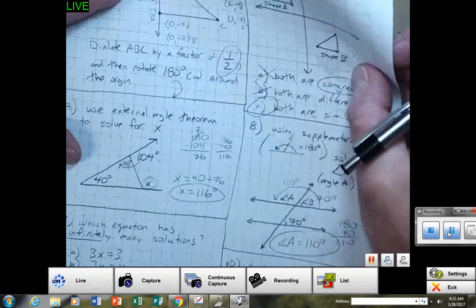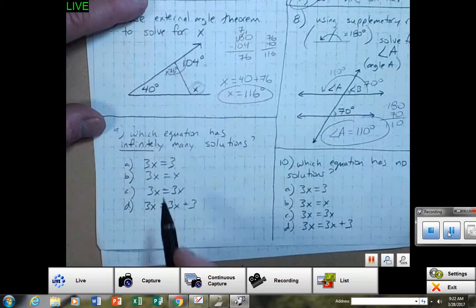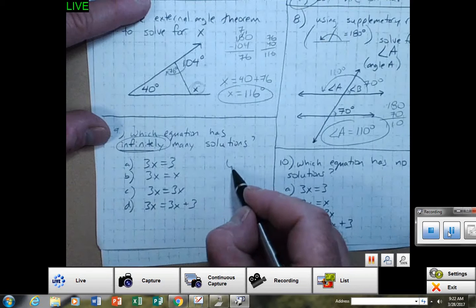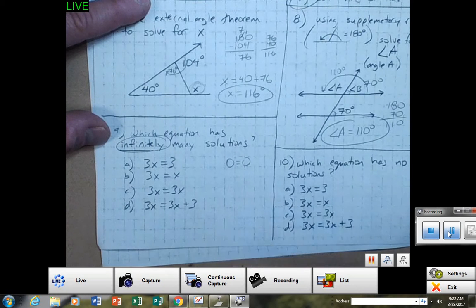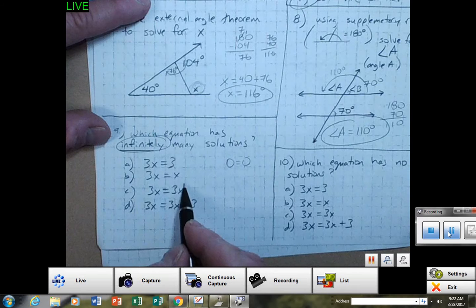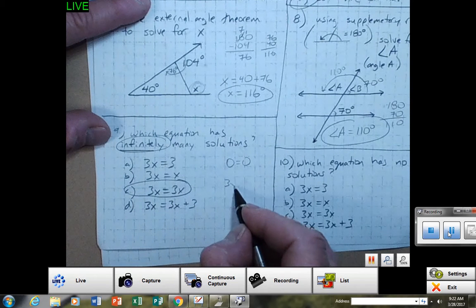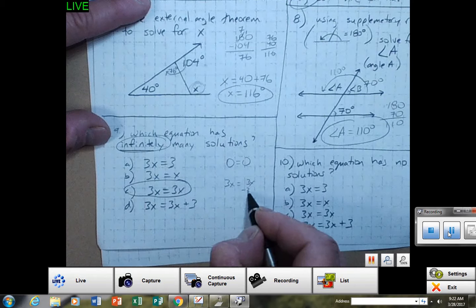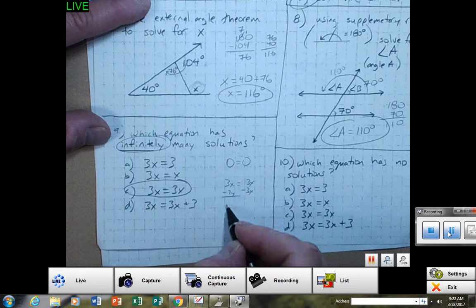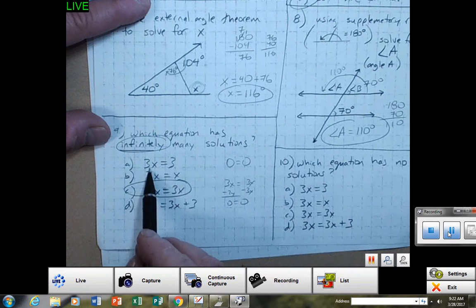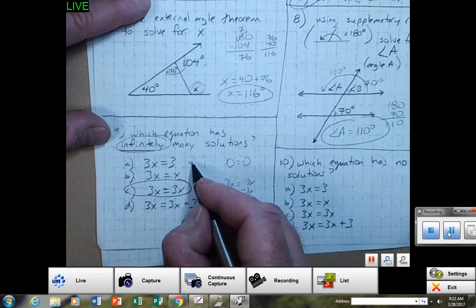All right, number 9. Of these, infinite number of solutions means when you're solving it, you would get 0 equals 0. The only one that has that happen is this one right here. I know it's kind of weird, but at that point, if I took away 3x on both sides, I would be left with 0 equals 0. This, if I divide by 3, just gives me the answer x is 1, so that one is not good.